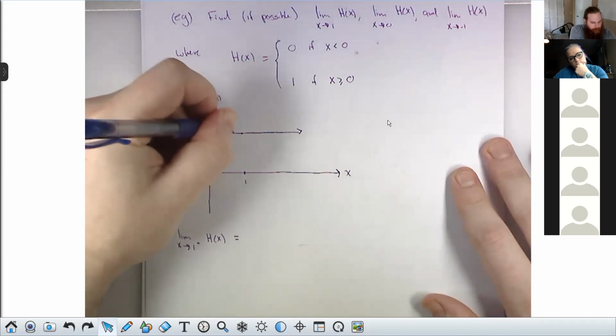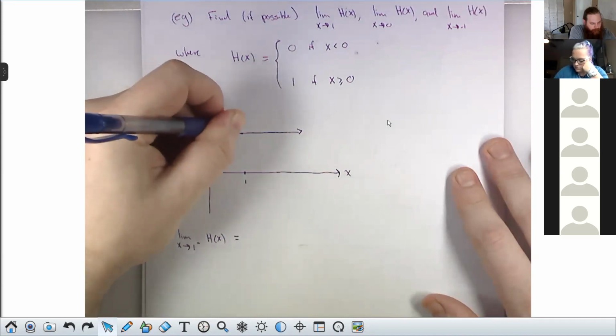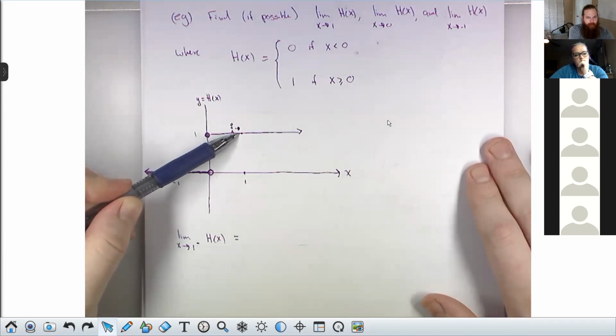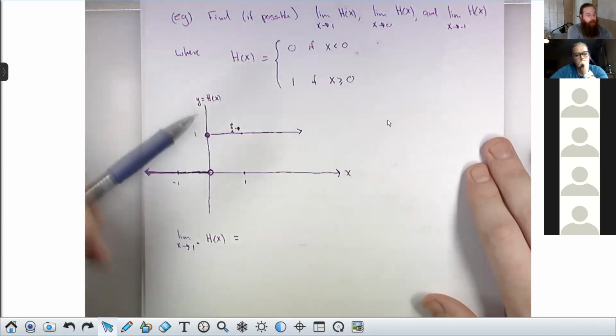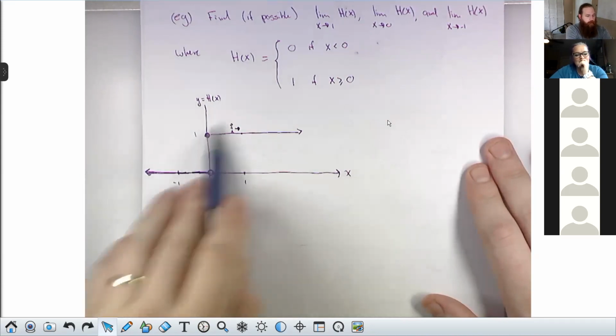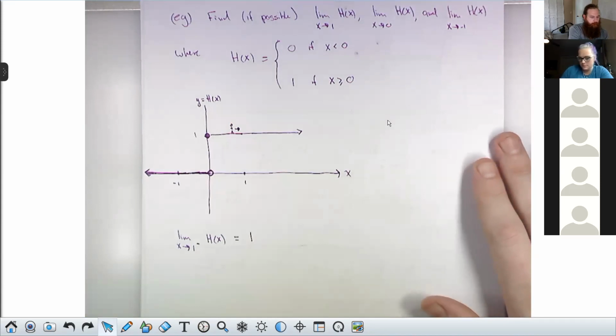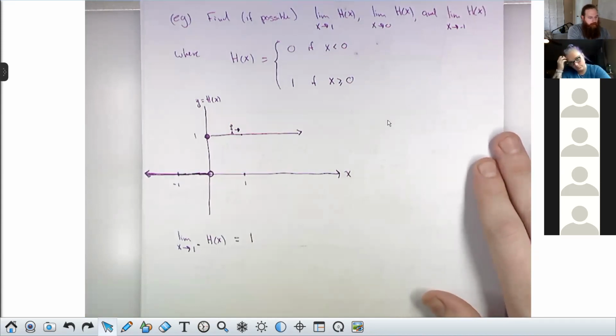Let's imagine. So here's my little guy. He's walking closer and closer to this point. What's his y value right here? 1. And right here? 1. Also 1. And right here? 1. As we get closer and closer, his y value is always staying 1. So the limit as x approaches 1 from the left is 1.